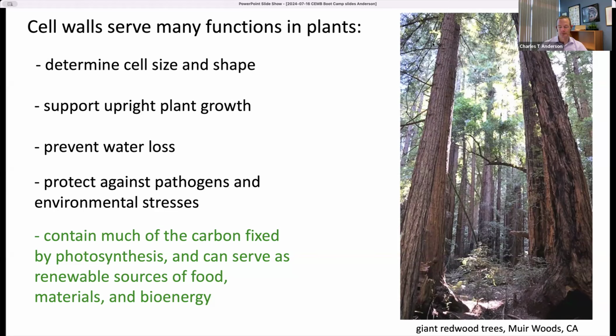Plant cell walls also help the plant prevent water loss from its surface, especially some of the more waxy and hydrophobic parts of the plant cell wall. They protect plants against pathogens and environmental stresses. So plants do have an innate immune system. They don't have an adaptive immune system like animals do, but the cell wall forms a barrier against pathogens and other stresses. And then importantly, for addressing the climate challenge, they contain much of the carbon that's fixed by photosynthesis. So we can potentially use plant cell walls as sources of food, materials, and bioenergy.